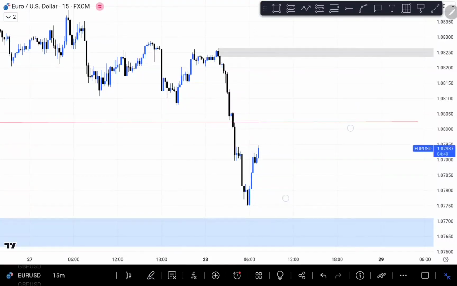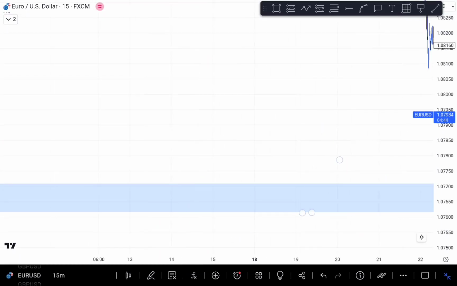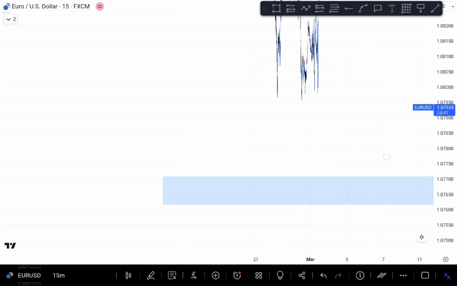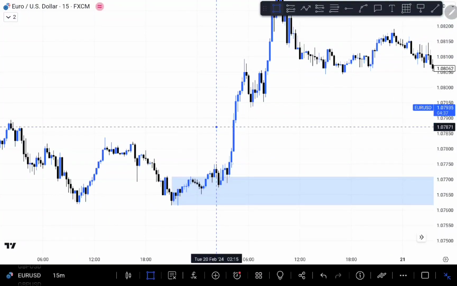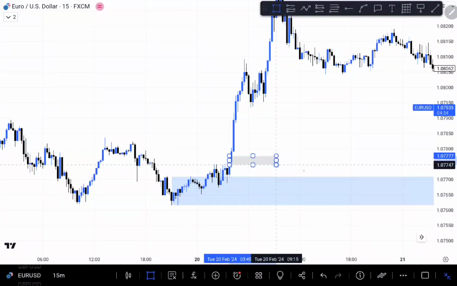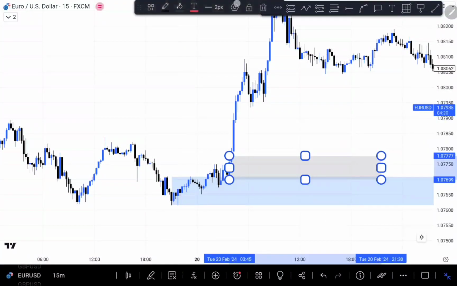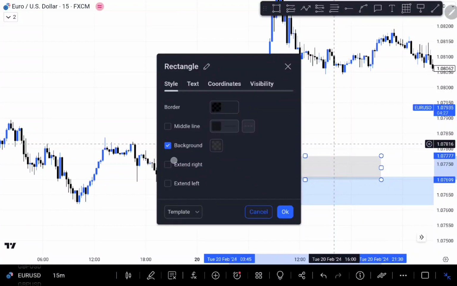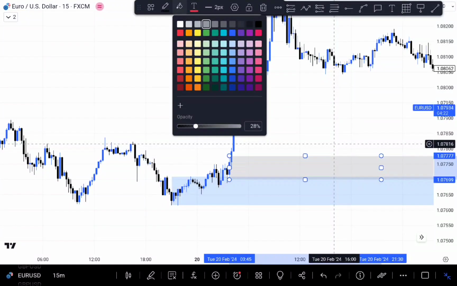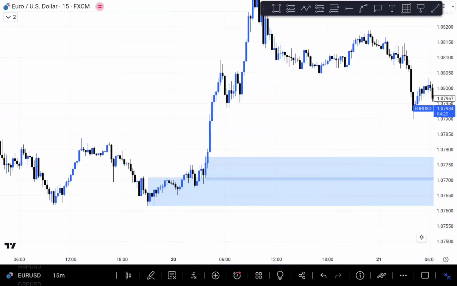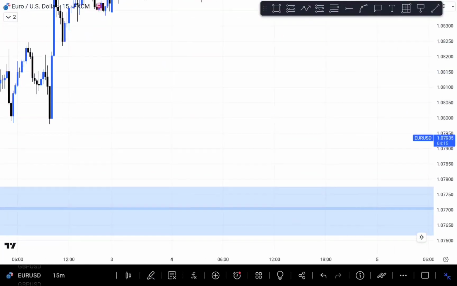Here we can see that we reacted on a 15-minute demand zone, which was just above this 4 hours of demand zone. Let me shrink it down. Yeah, this one was the 15-minute demand that I was looking up to, and I'll mark it. Let's extend it right, and okay, let's make its color blue. Alright, this was the 15-minute demand that held the price.